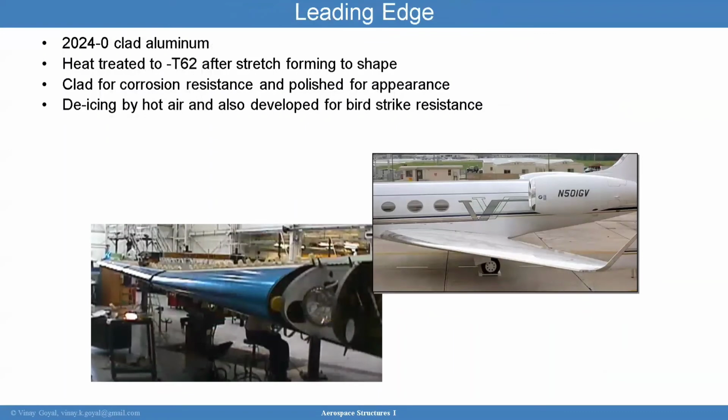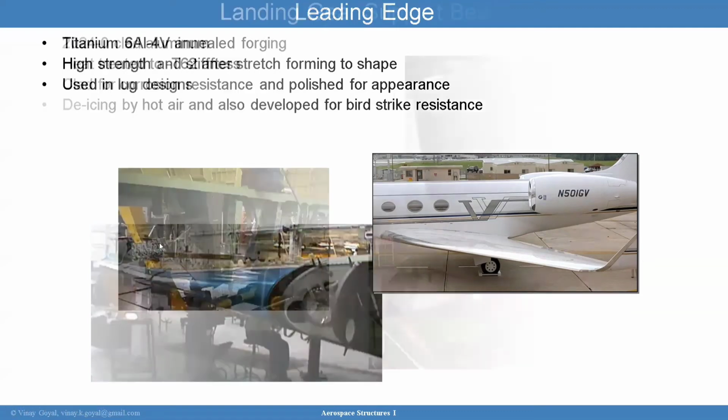The leading edge is typically 2024 clad aluminum and is corrosion resistant and polished for appearance. But most importantly, it is heat treated to T62 after stretch forming into shape. I do want to point out that we want to make sure that is used here in the leading edge because of the corrosion resistance. And since there's de-icing that occurs in this area by hot air, it is a good material. Also, it has great resistance for impact damage like bird strike. And so that's why you'll often see 2024 clad aluminum being used there.